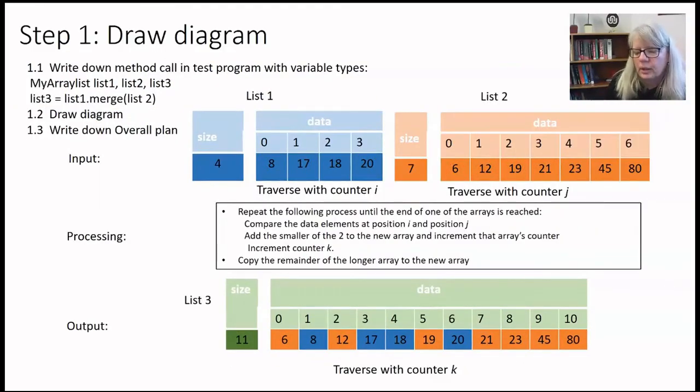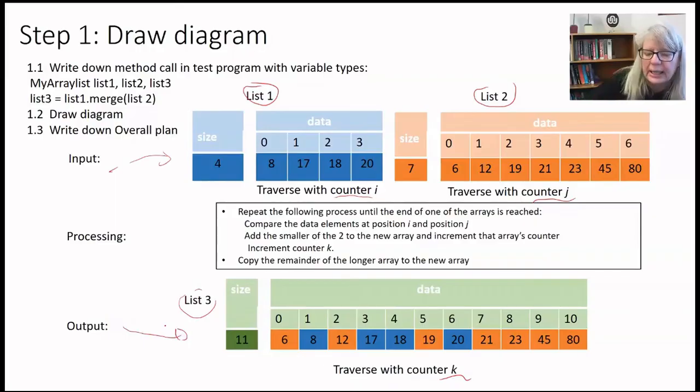We say we have 3 lists. Now I'm linking my diagram to what I've said before. List 1, list 2, list 3. We say we traverse list 1 with counter I, another counter j, and a counter k. We have input those two lists, of which one is a calling list and the other one is a parameter list. And we have the return list, our output.